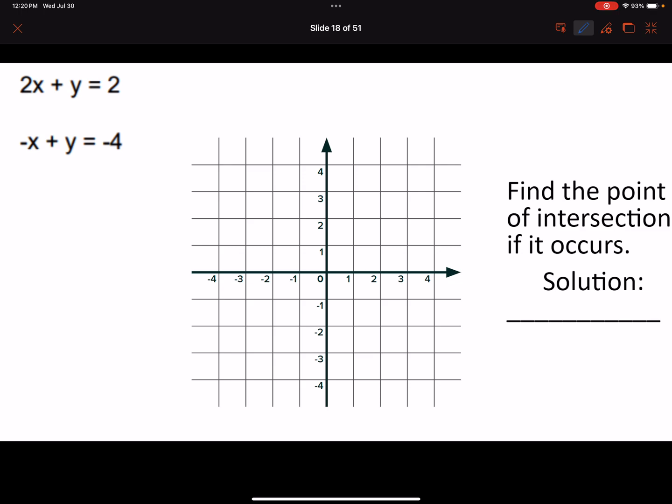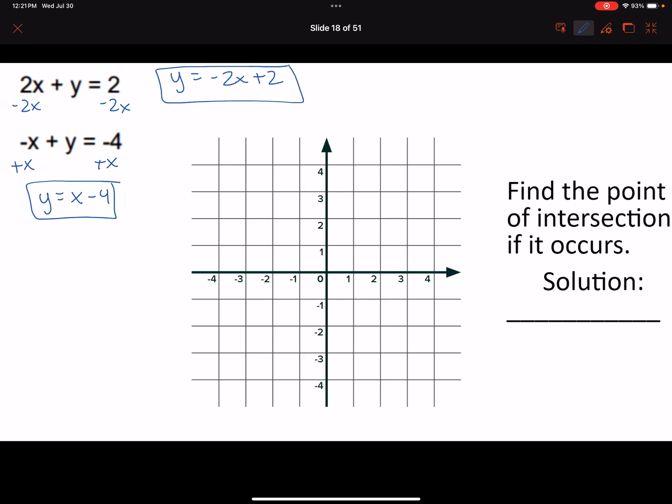Now, this is going to be more standard for your homework. In this case, both of these equations are in standard form, so we have to fix both of them. So minus 2x, minus 2x. I have y equals negative 2x plus 2. On the other hand, I'm going to add x for this equation so that I have y equals x minus 4. Here are my two equations. They have different slopes and y-intercepts, so I'm going to find out where they cross to find their solution.